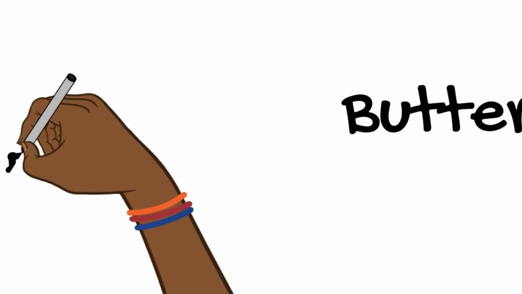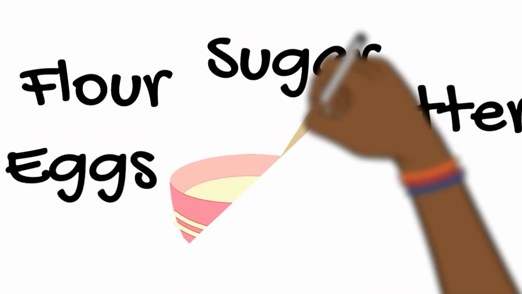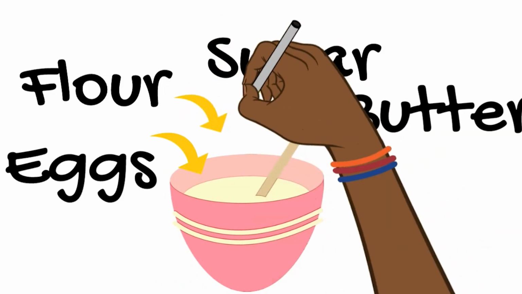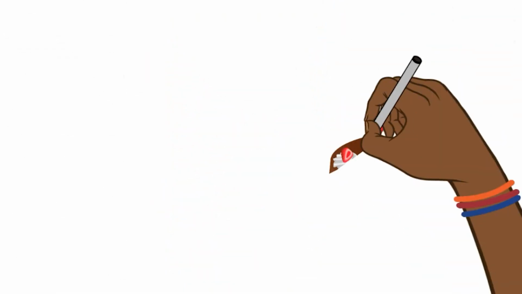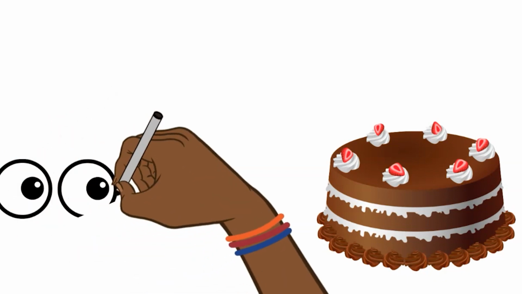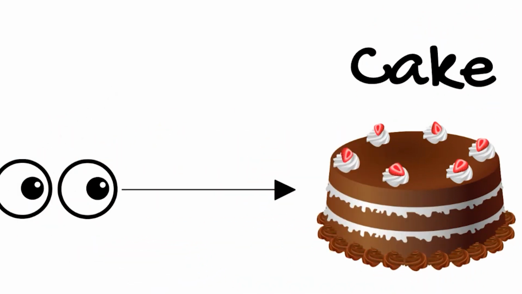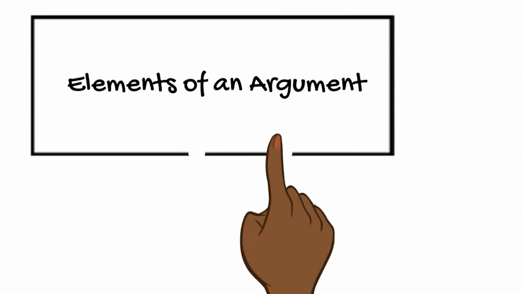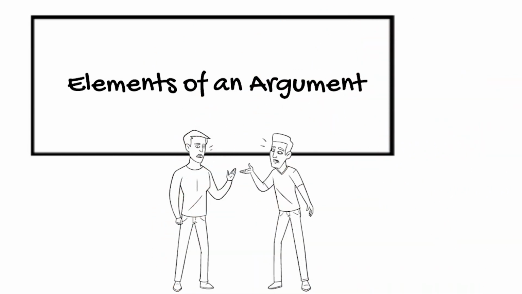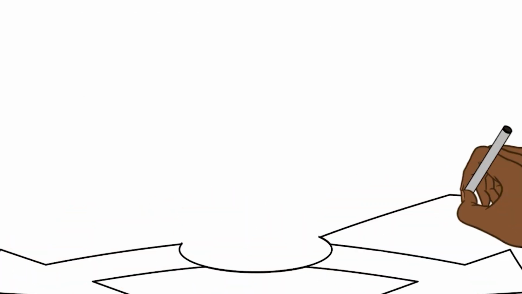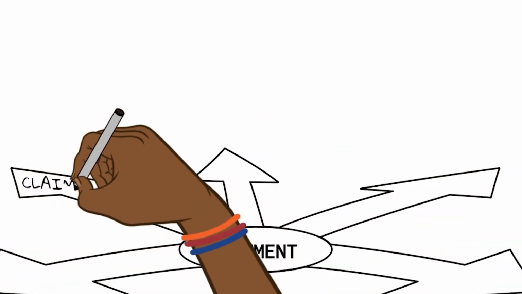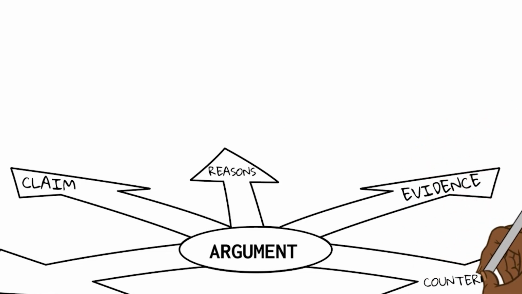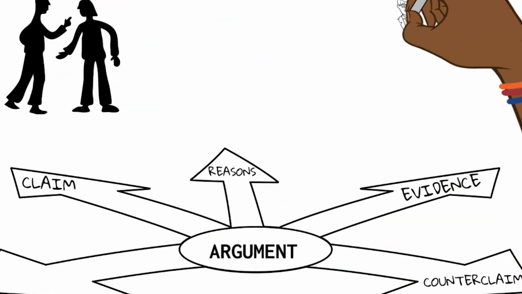Now, think of what goes into a cake. We know that we have butter, sugar, flour, and eggs. All of those elements come together to make a delicious cake. Now, think of an argument. There are elements that come together to make an argument. What are those elements? Well, those elements are a claim, reason, evidence, and counterclaim or counterargument. Again, these elements come together to make an argument.